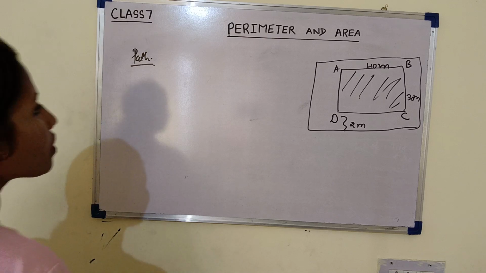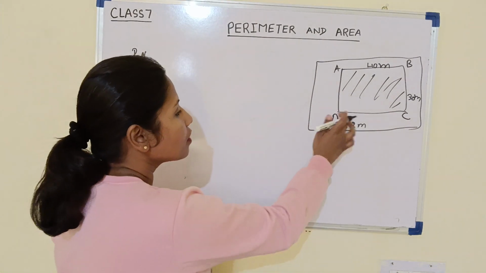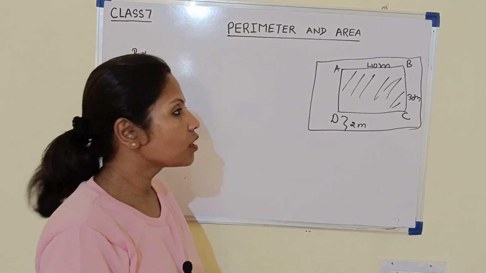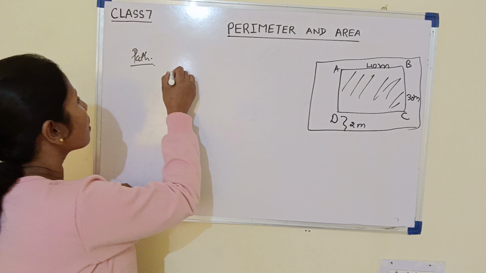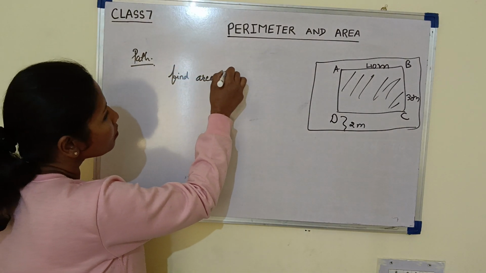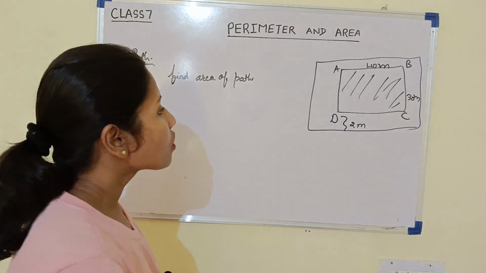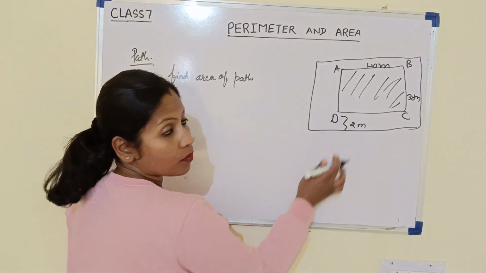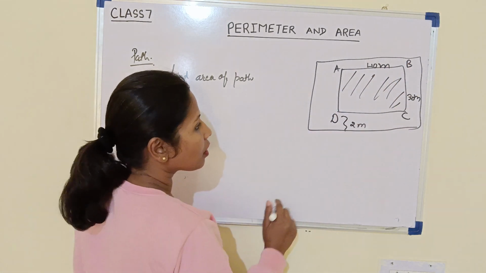So we were talking about the path questions, right? So this is the 40 meter, 30 meter, and there is a 2 meter wide path around this park. Then you have to find the area of the path. Okay. So this is 2 meter wide, right? 2 मीटर चारों तरफ है, ये 40 मीटर है, 30 मीटर है.